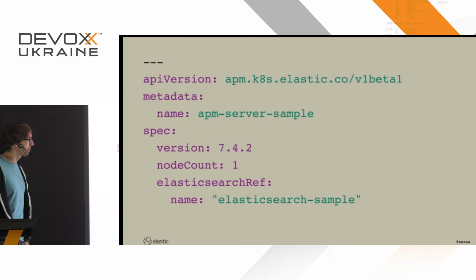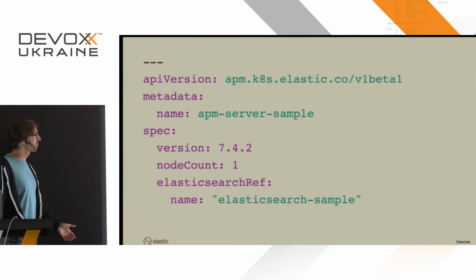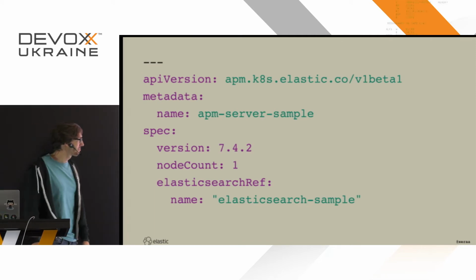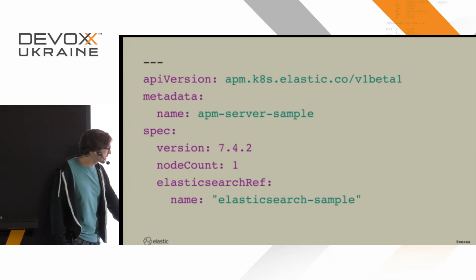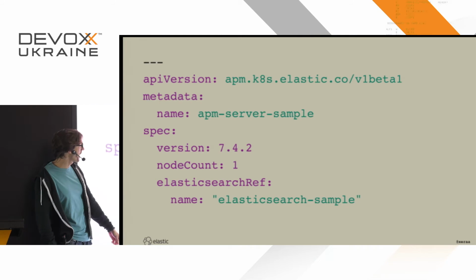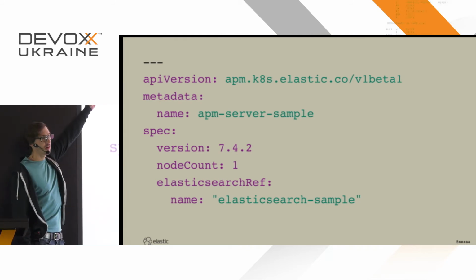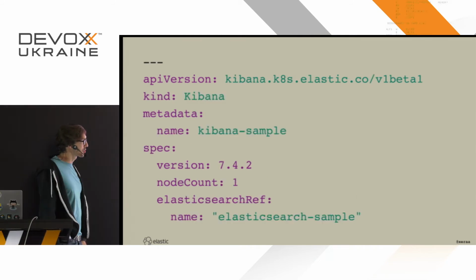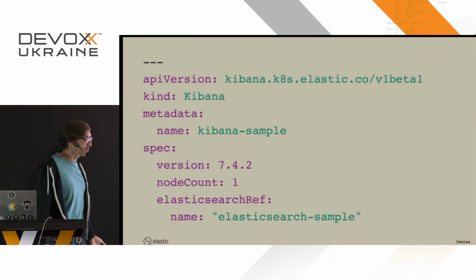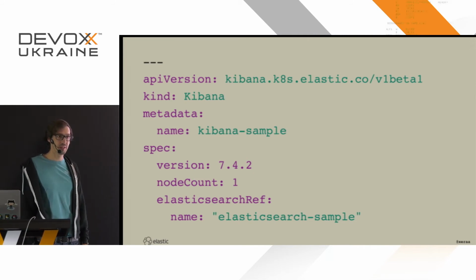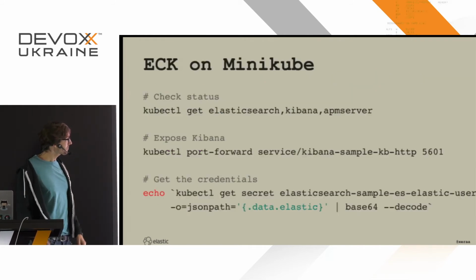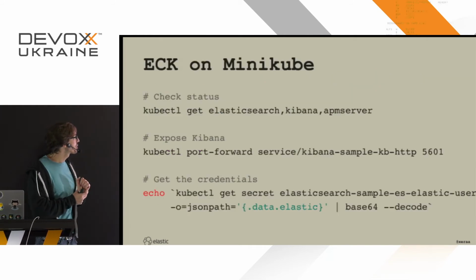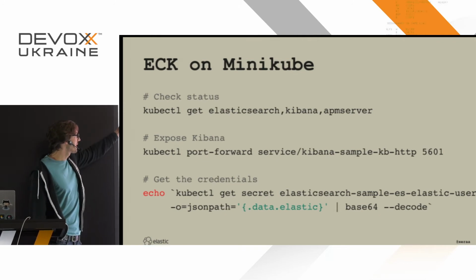Kibana and APM are much simpler. For example, for APM server, this is all you need. It doesn't have any stateful data. Basically you say, okay, this is the reference to Elasticsearch, on which it depends. This is the version. This is the API version. That's pretty much it. Kibana looks exactly the same. Since there is no data and we don't really resource limit those, that is what you have. Those are very simple. And then you can just check the status.